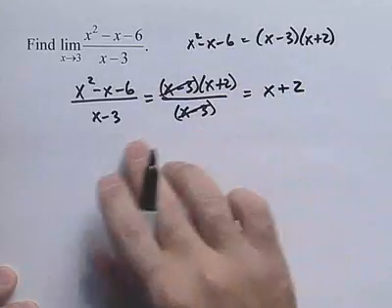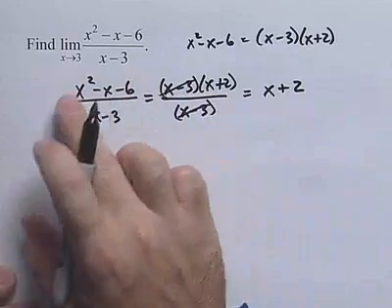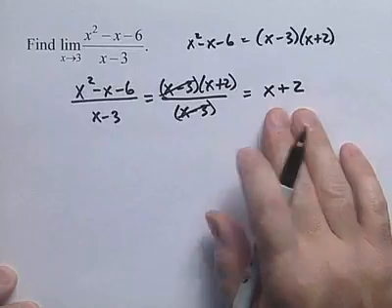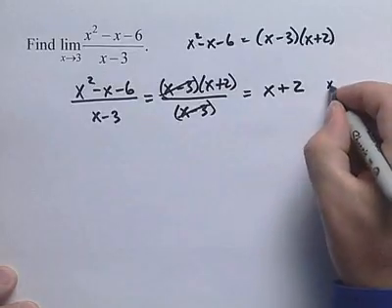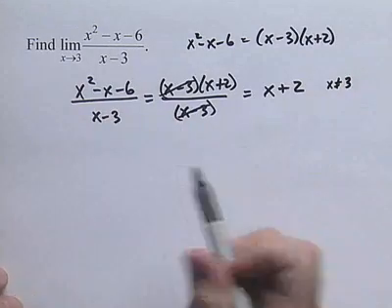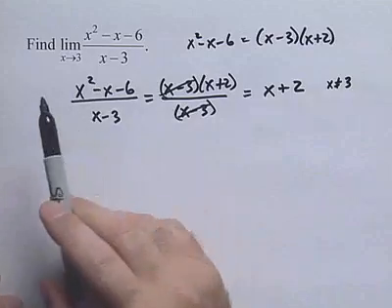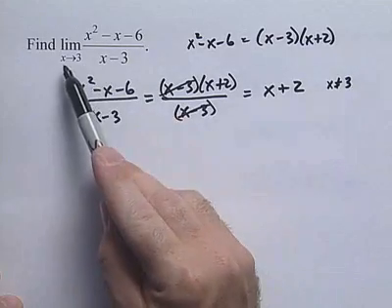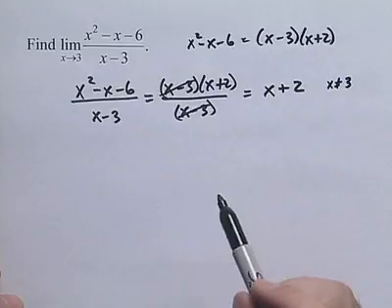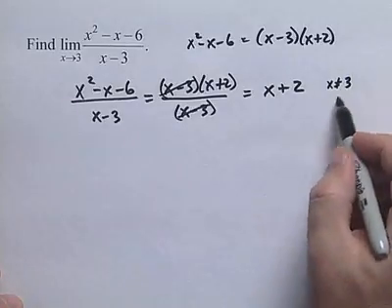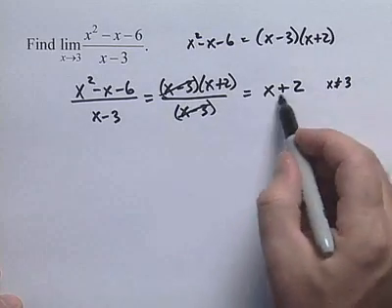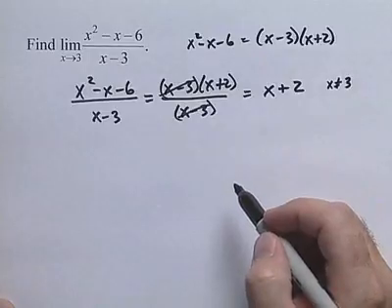However, we do need to understand that these are different expressions. In this first case, we can't use x equal to 3, but over here, we can use x equal to 3 with no problem. So we do need to say that x is not equal to 3 in order for these to truly be equal to each other. When we find a limit, we're really investigating the behavior of the expression as x gets close to 3. We're not really concerned with what happens at 3, just near 3. And so the fact that we're saying x cannot equal 3 is fine. This cancellation is valid for any x that's not equal to 3. And so this expression is just x plus 2.